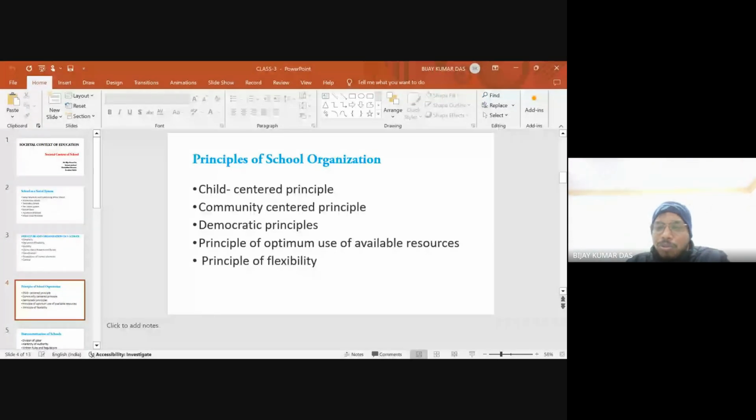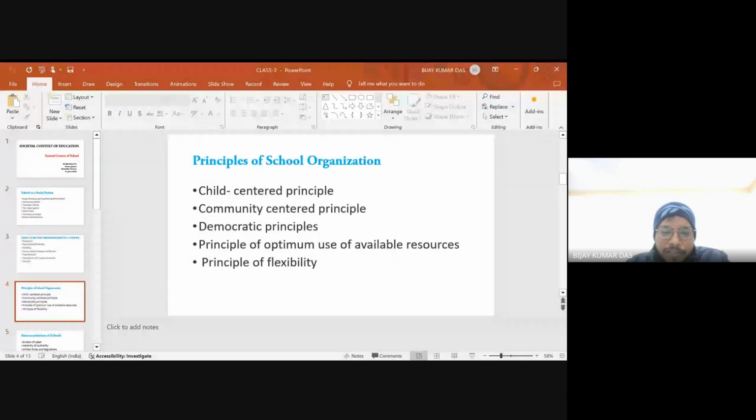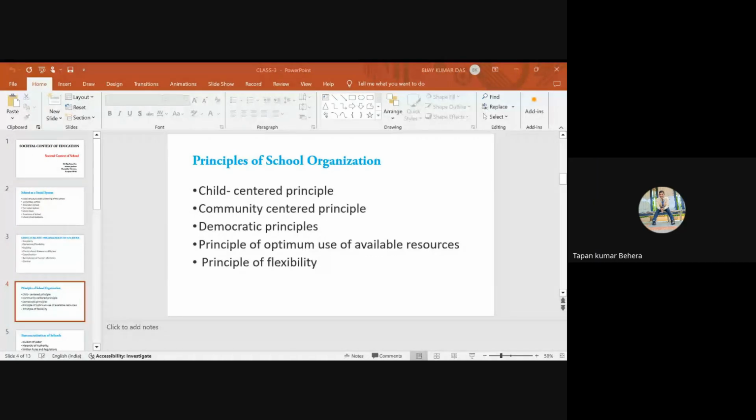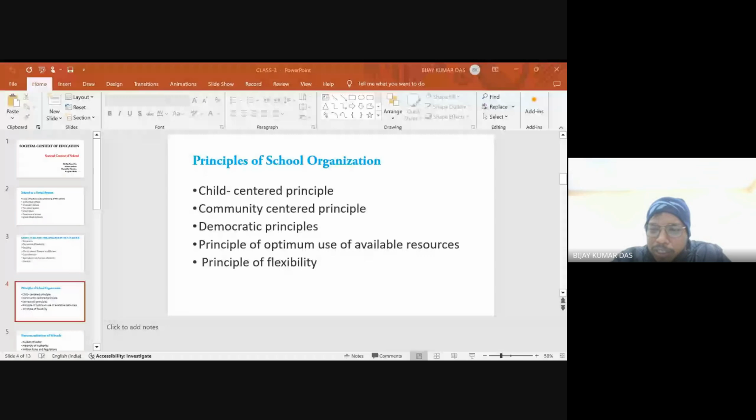Okay. So we are talking about the principles of school organization, right? As we are talking about the principles of school organization, the child-centered principle is very much prominent. We can talk about how the child is the center of learning. That you may talk about.